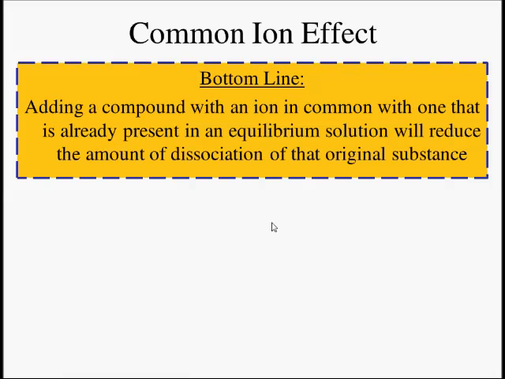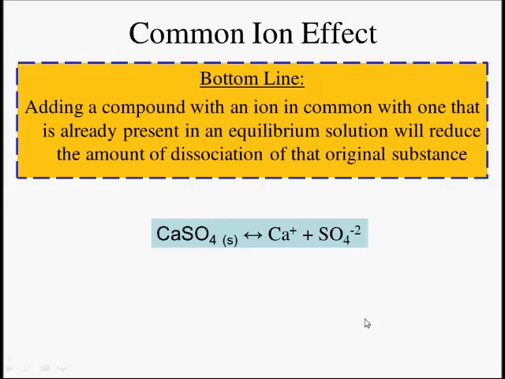So bottom line, common ion effect. If you are adding a compound, and if that compound you're adding has an ion in common with one that is already present in your equilibrium solution, it's going to reduce the amount of dissociation that would happen. If it was something dissolving, it will reduce how much was able to be dissolved. For example, we did the calcium sulfate problem earlier. If I add another compound that has the calcium ion in it, and if it dissolves, the presence of those calcium ions is going to reduce how much of the calcium sulfate will dissolve. Common ion effect, but really it's just Le Chatelier's principle.